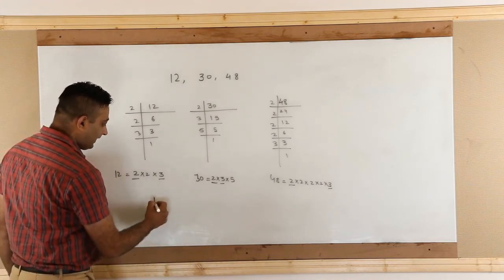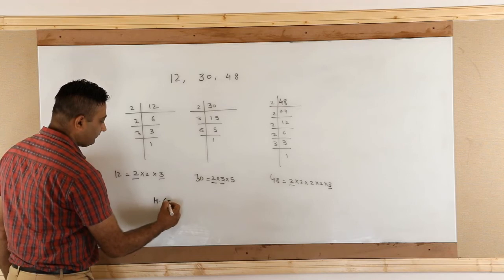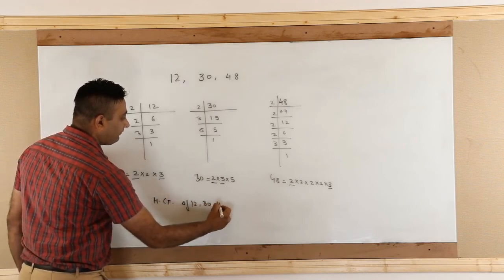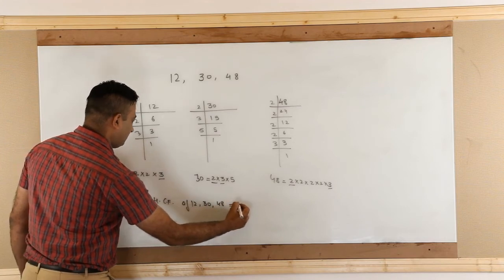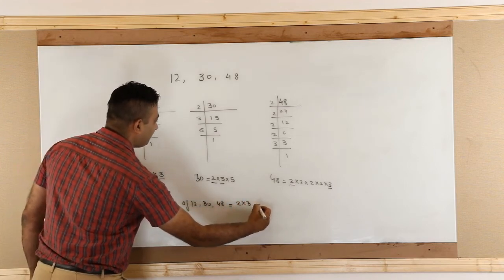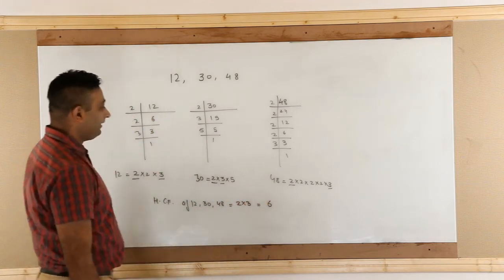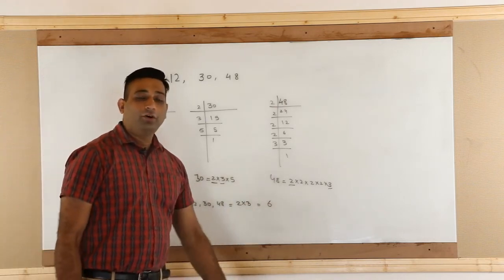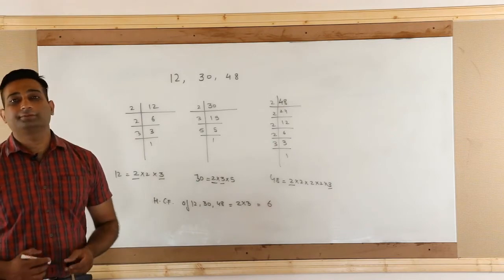Hence, the HCF of 12, 30 and 48 is 2 multiplied by 3, that is equal to 6. We can see that there is no other factor common in all the three numbers.